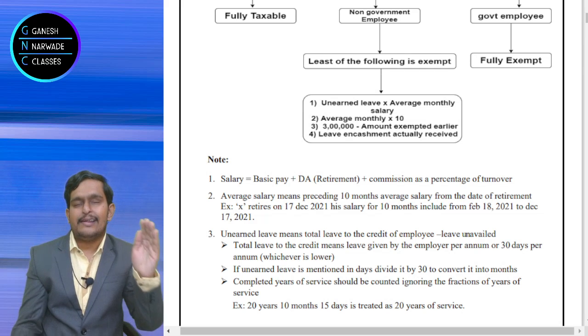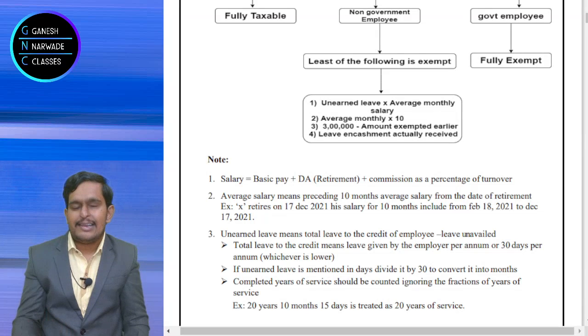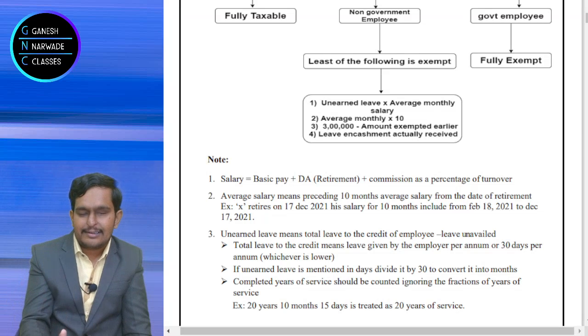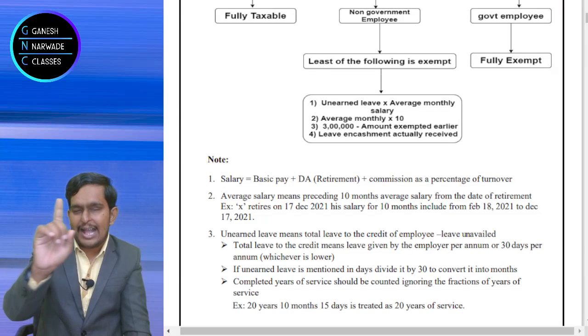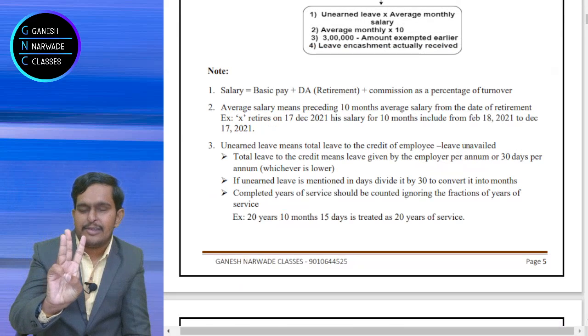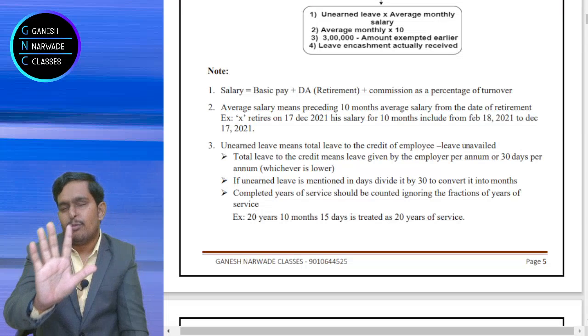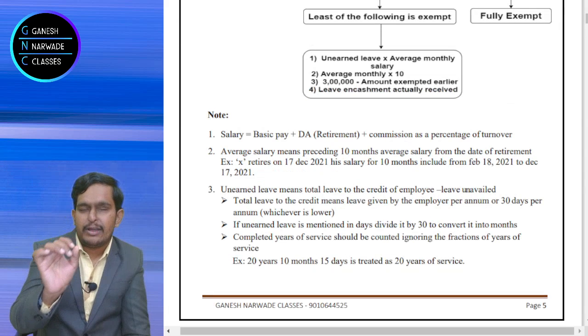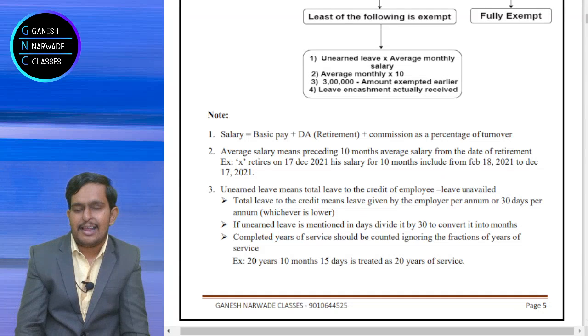So if you are a non-government employee, the taxable amount is actual leave encashment less the least of the following 4. The first one is actual leave encashment, second one 3 lakhs, third one 10 into average monthly salary. We are fully clear on these. But the fourth one is the most complicated: unearned leave into average monthly salary. Now, average monthly salary you know. But what is unearned leave? Let us discuss. First thing, I will tell you. Suppose you actually worked during holidays.